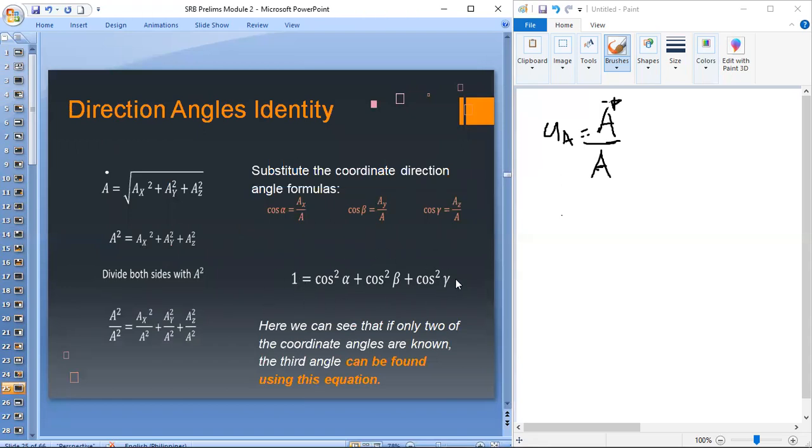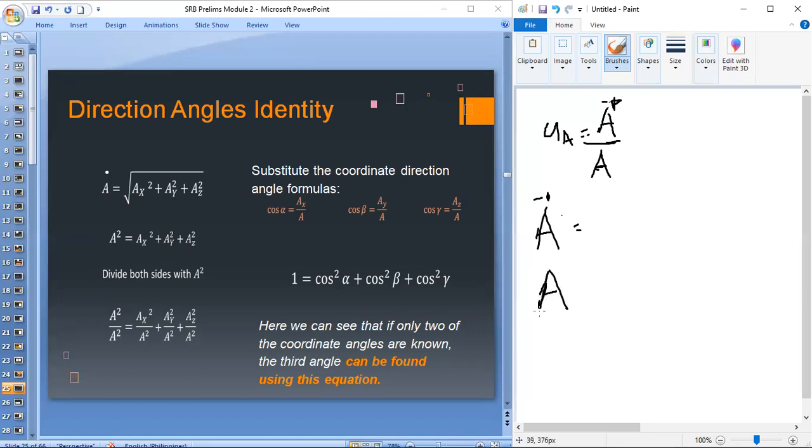Ano to? Di ba? This is your trigonometric function lang, which is 1 equals cosine squared alpha plus cosine squared beta plus cosine squared gamma. Here we can see that if only two of the coordinate angles are known, the third angle can be found using this equation. So, magagamit ito. Advice ko lang na huwag kayo malito sa yun na may direction, which is your vector, and your A yung magnitude lang.